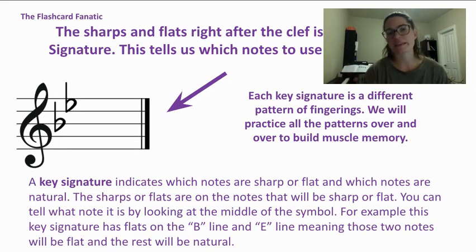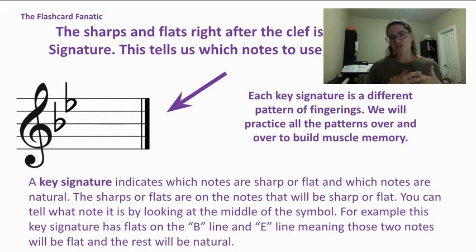So in this case, you have a B flat and an E flat, which means that in that song, all of those notes are going to be B flat and E flat. The reason that matters is because the fingering is going to be different for a B flat than a B natural. An E flat fingering is going to be different than an E natural, and the pitches are also going to be different. So if you don't play B flat or E flat, it's going to sound wrong and really weird, okay?